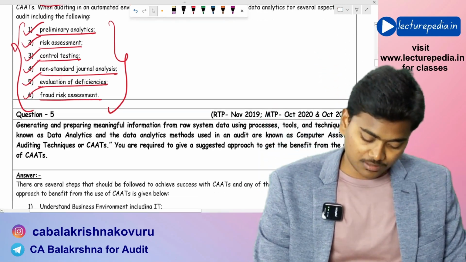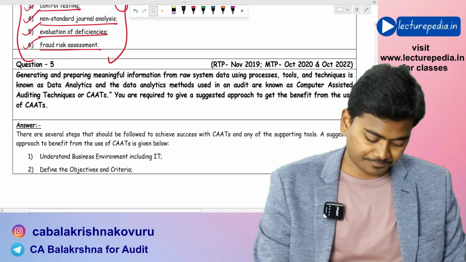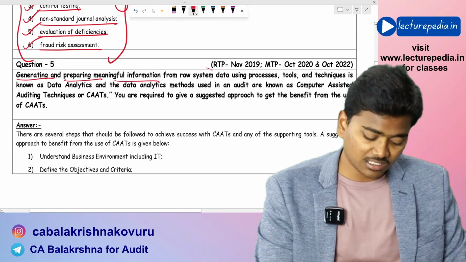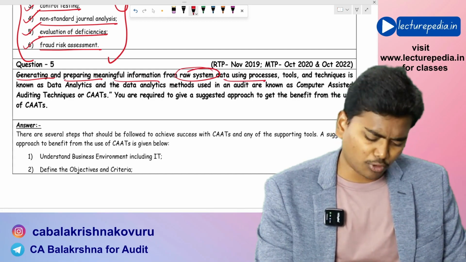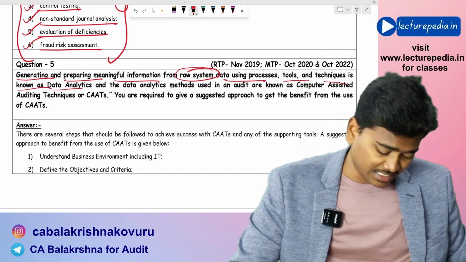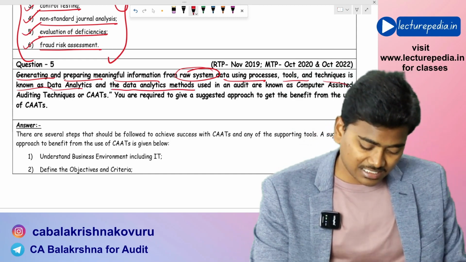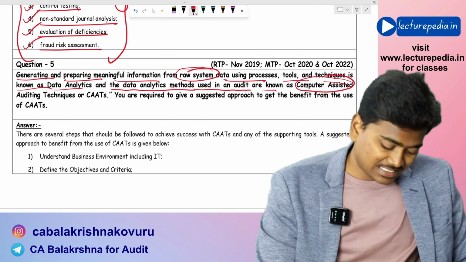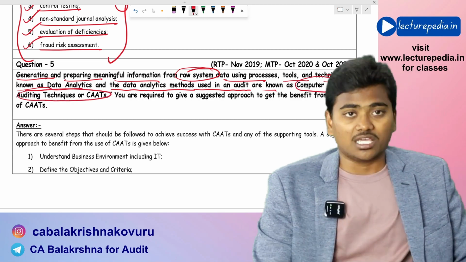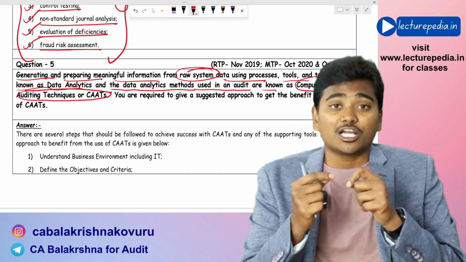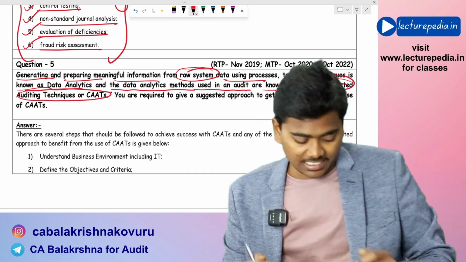Next, question number 5. Generating and preparing meaningful information from raw system data using process, tools and techniques is known as data analytics. Yes, that is the definition of data analytics. And data analytics methods used in audit are known as computer assisted audit techniques. If you use data analytics methods in the audit, you will call them computer assisted audit techniques.